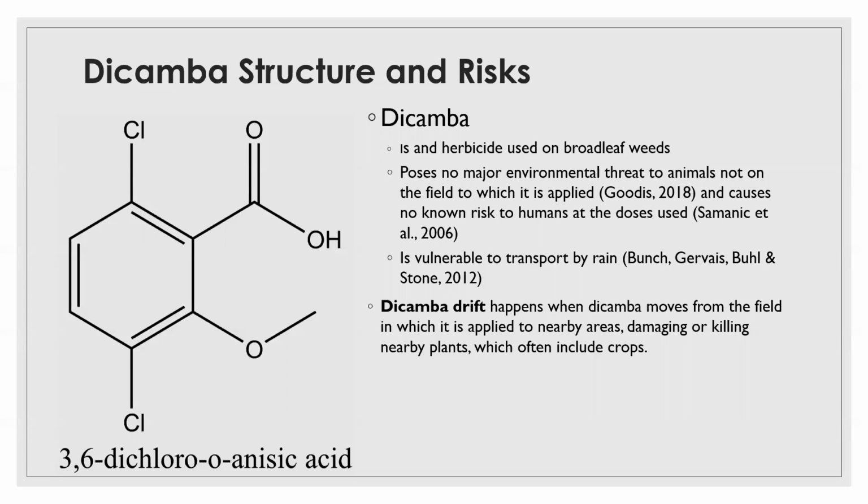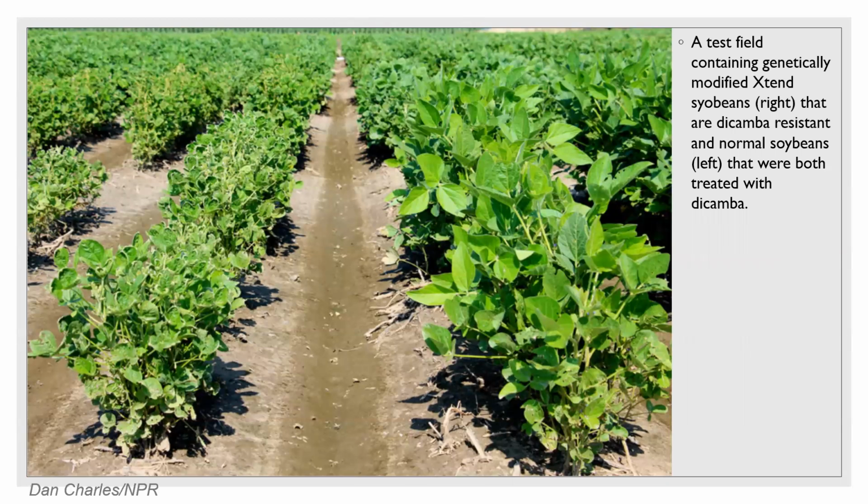This has led to a problem called dicamba drift, which occurs when the herbicide moves from the field in which it is applied to other nearby areas, causing non-resistant crops and flora to die or have slower than normal growth. This is somewhat demonstrated here, where the crops on the right are soybeans that are dicamba resistant, and the crops on the left are soybeans that have no dicamba resistance. And you can clearly see that the crops on the left have very stunted growth compared to those on the right.